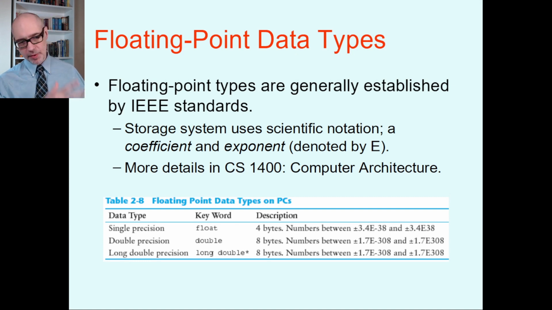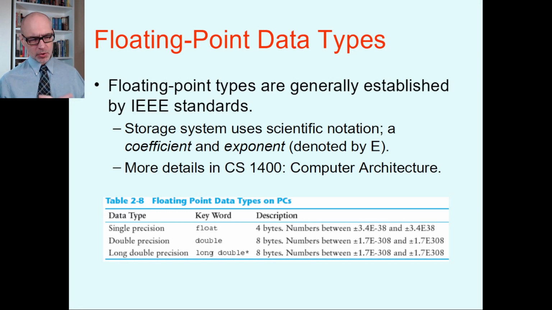And if you do the math on that, maybe in CS 1400, these numbers can store things from about 1.7 times 10 to the negative 308th power. It's a very, very small number, up to positive or negative 1.7 times 10 to the positive 308th power, which is a very huge number, of course.